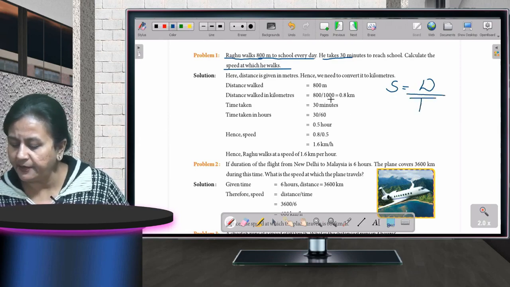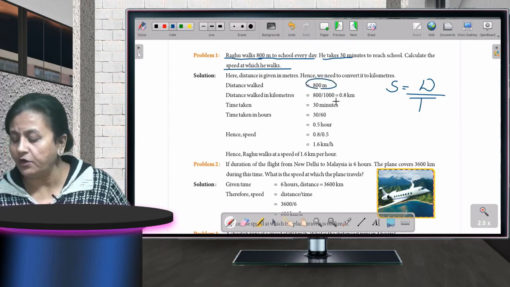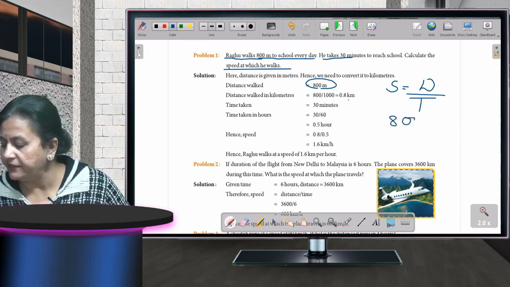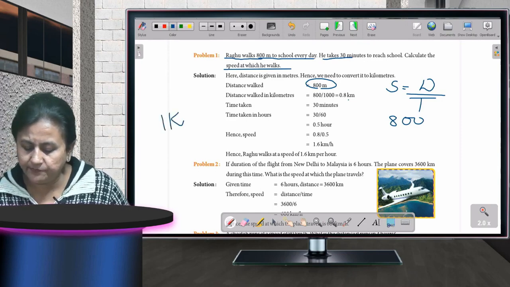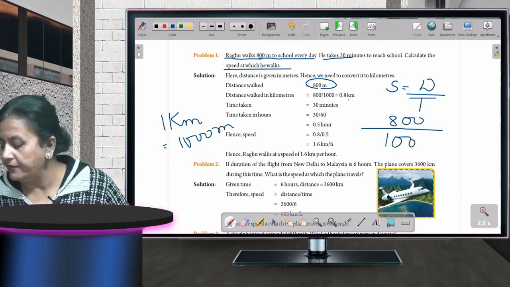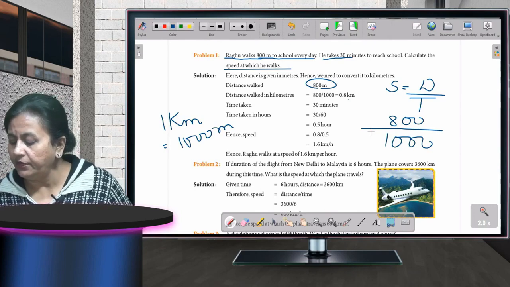Because he has walked 800 meters, you first of all have to convert it into kilometers. So 800 meters are there, and 1 kilometer is equal to how much? 1 kilometer is equal to 1000 meters, children. So what we will do is divide it by 1000. Okay, fine, children. Now what will we do?